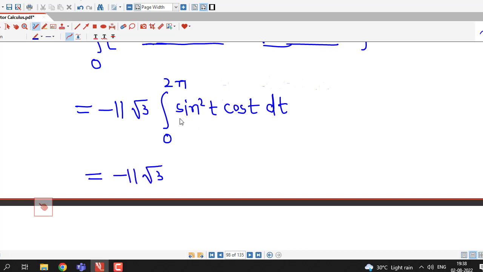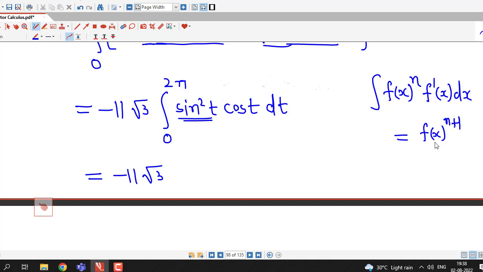Now here we have this type of situation. We know this formula: if we have the nth power of f(x), and if the derivative of f(x) is in the product, then the integral is equal to f(x) to the power n plus 1 divided by n plus 1. Instead of x, our variable is t, and here we can see the derivative of sin t is cos t. It is in the product, and n equals 2.